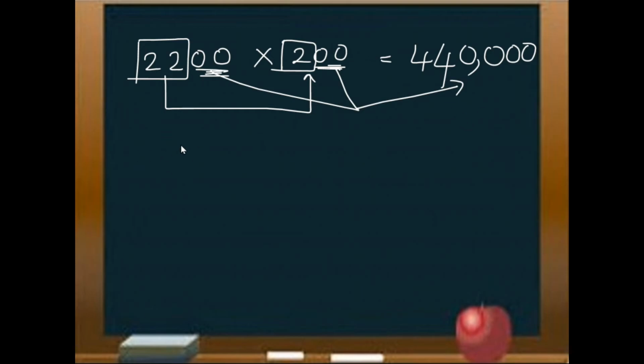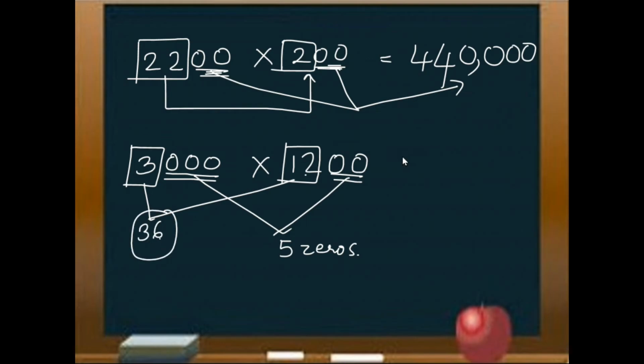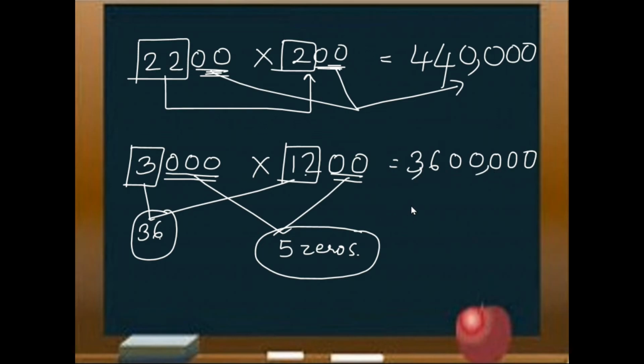Okay, let's take one more example. Suppose I have 3000 times 1200. So now if you see, here I have 3 zeros and here I have 2 zeros. So altogether I have 5 zeros. I'm going to only focus right now on my non-zero numbers, which are 3 and 12. And when I multiply 3 with 12, I get the answer as 36. So my final answer is going to be 36 with those 5 zeros, which is nothing but 3,600,000.